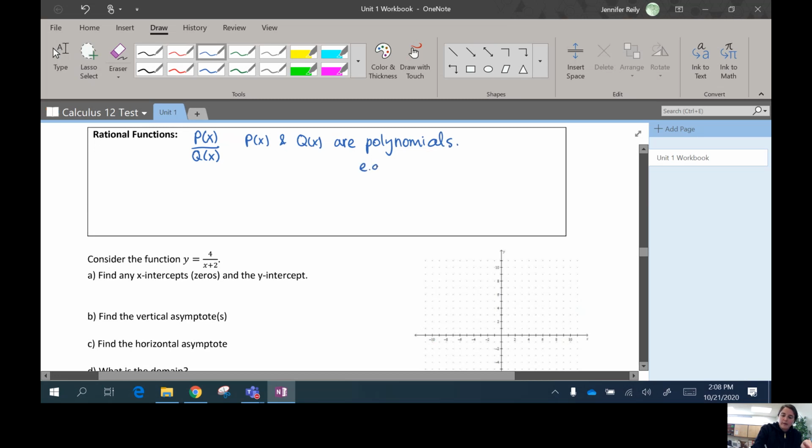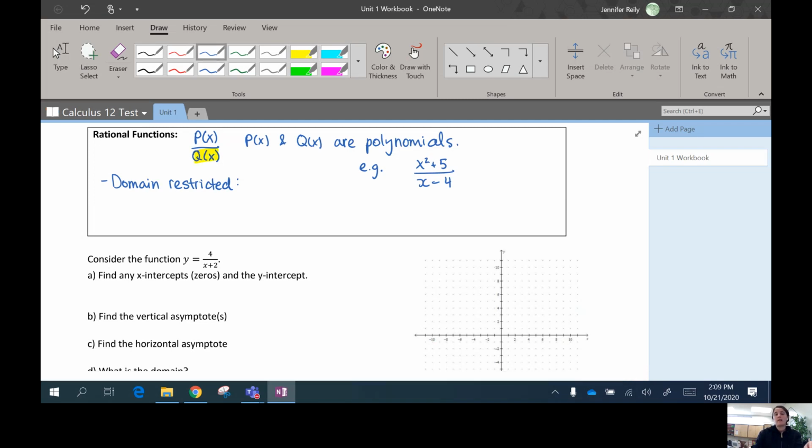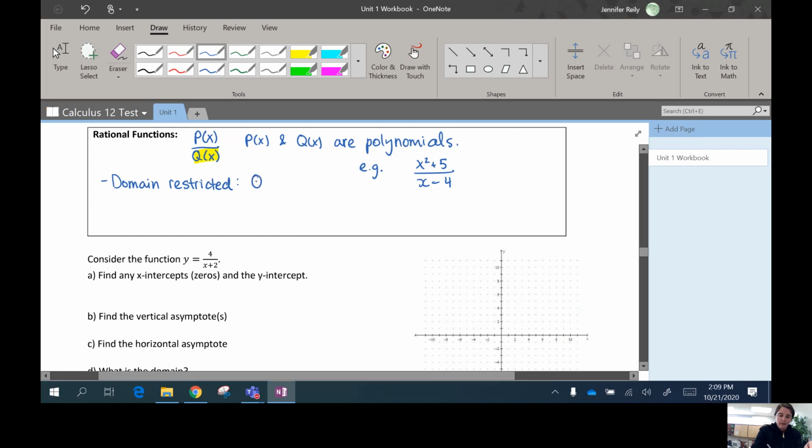So an example could be x squared plus 5, that's a polynomial, over x minus 4. The domain is usually restricted, but sometimes it depends on what q of x is. So remember, for a fraction, we cannot divide by 0. If there's an x value that makes q of x equal to 0, that's where your domain is going to be restricted. Q of x cannot be equal to 0.